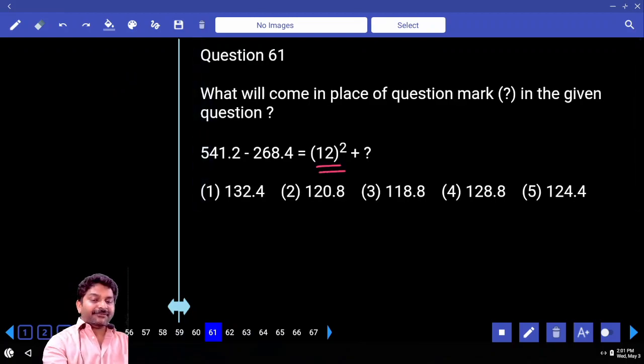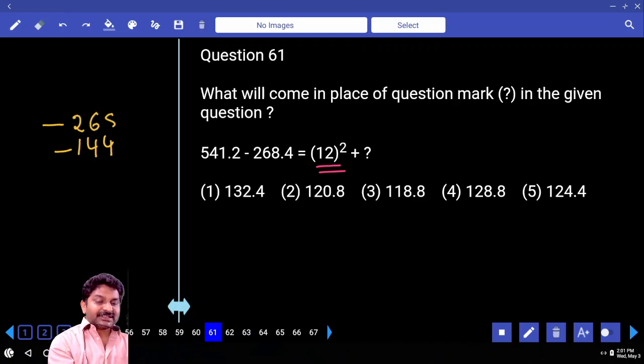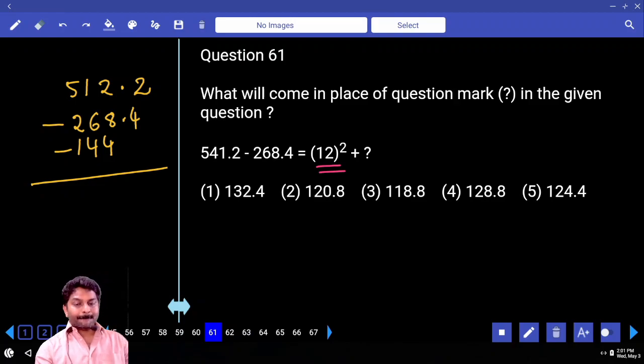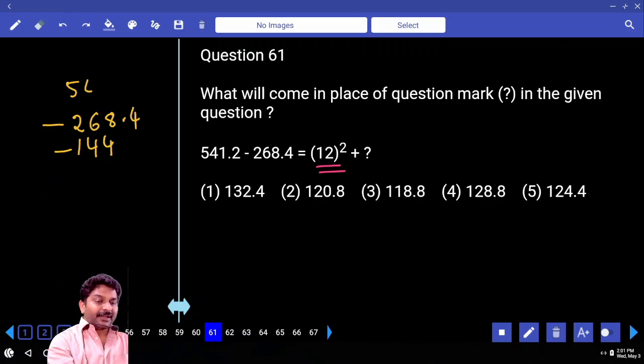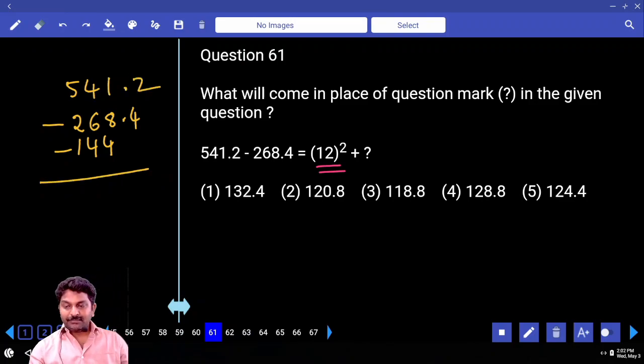12 square comes to the left hand side and it becomes minus 144. Already there is a negative number, 268.4, that must be subtracted from 512.2, correct? Oh, sorry, 541.2, right.